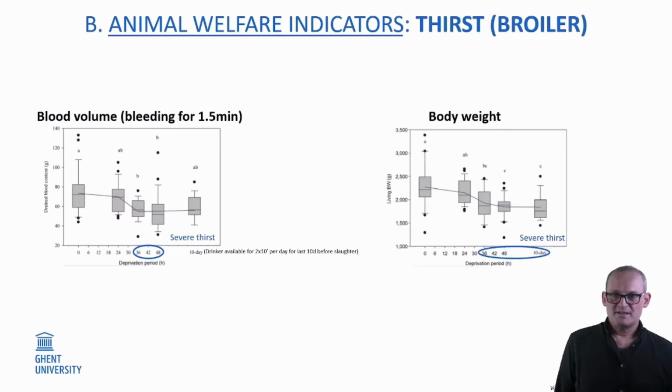So it could be an indicator of severe thirst. And also the body weight. The more the animals were dehydrated, the less they weighed. So body weight could also be an indicator of severe thirst. But you could question, are these sufficiently specific indicators?